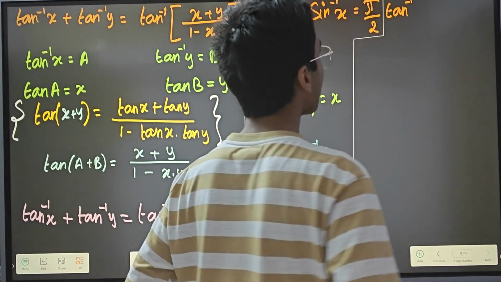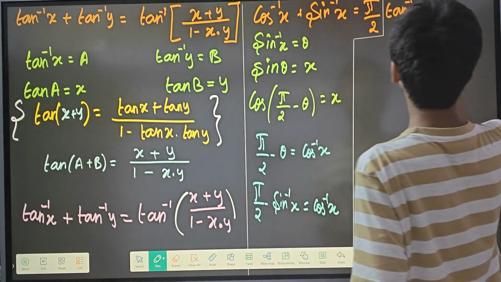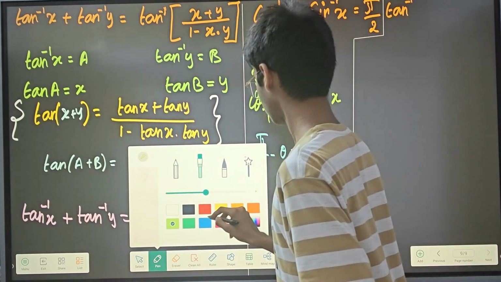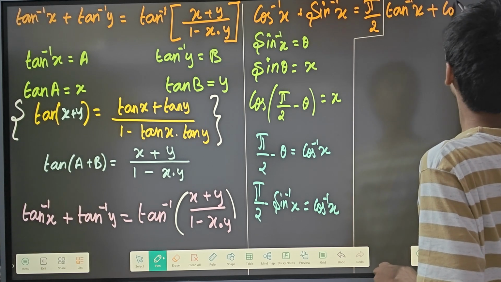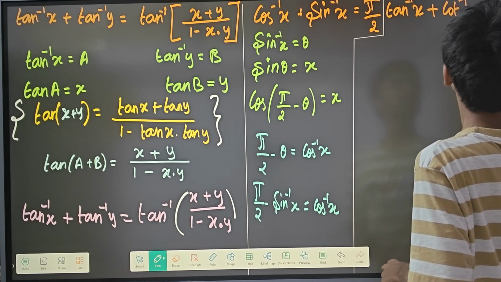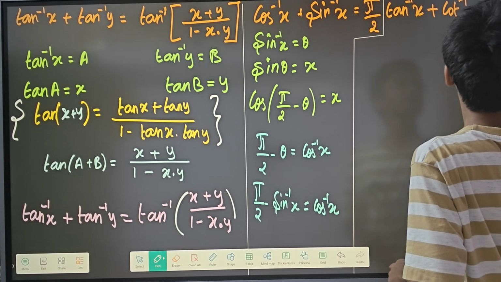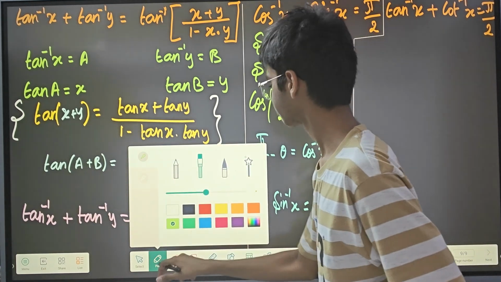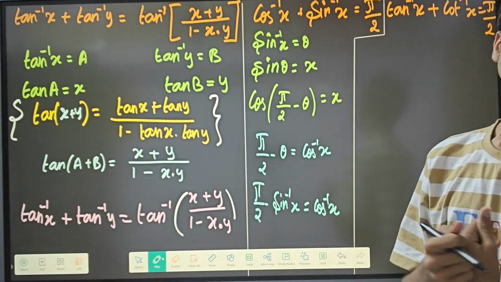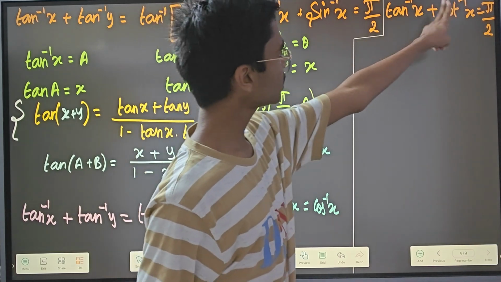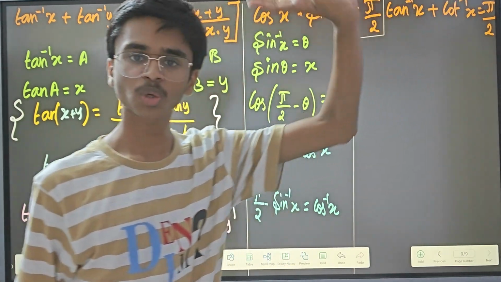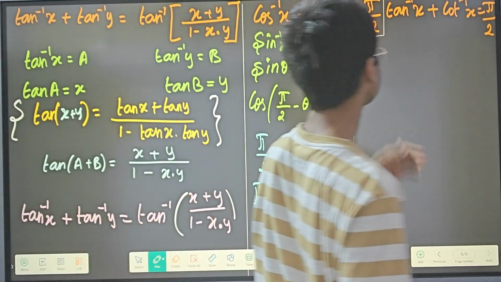So tan inverse x plus cot inverse x is equal to pi by 2. How are you going to prove this? Exactly the same way as you have proved over here. You are going to assume either tan inverse x or cot inverse x. What are you going to assume? Let us take tan even.